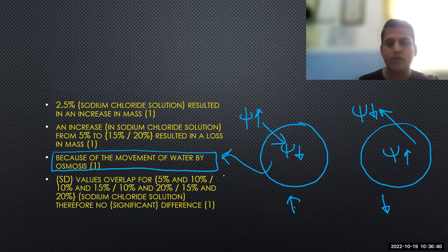And then we can also write about significance: the standard deviation overlaps for 5% and 10%, 10% and 15%, 10% and 20%, and 15% and 20%. Therefore, there is no significant difference.